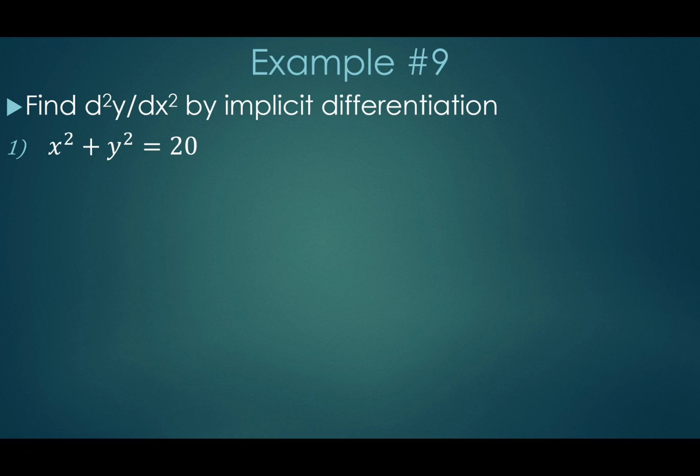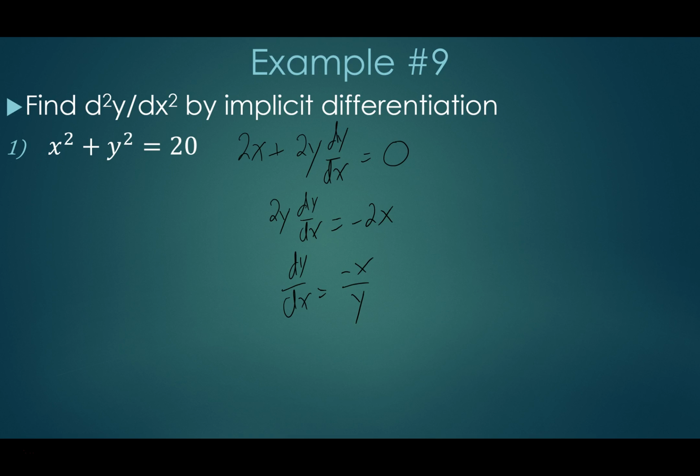First part is, as always, you need to solve for dy dx. So, we have x squared plus y squared equals 20. When I take the derivative of x squared, I get 2x. Derivative of y squared, I get 2y dy dx. Derivative of 20 is 0. I now need to solve for dy dx, so I move the 2x over. Get 2y dy dx equals negative 2x. I'm going to divide both sides by 2y. I get dy dx equals negative x over positive y. That's important. We need to work with this now.